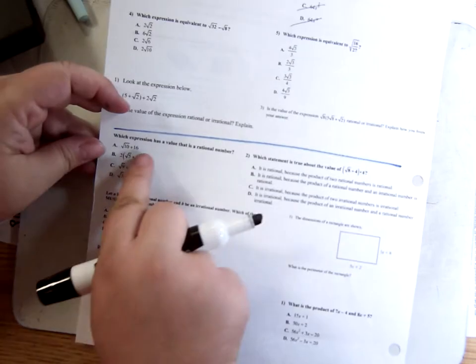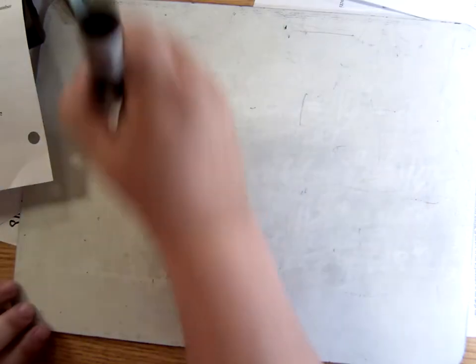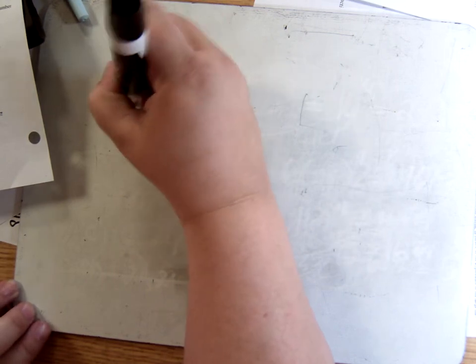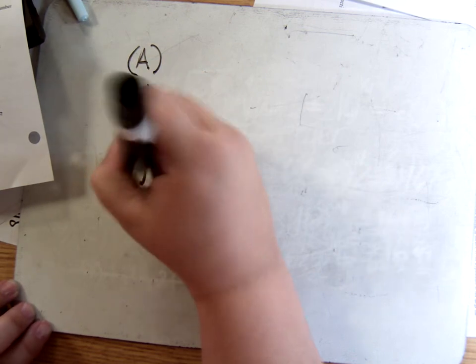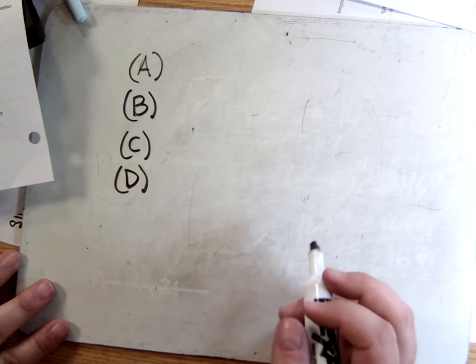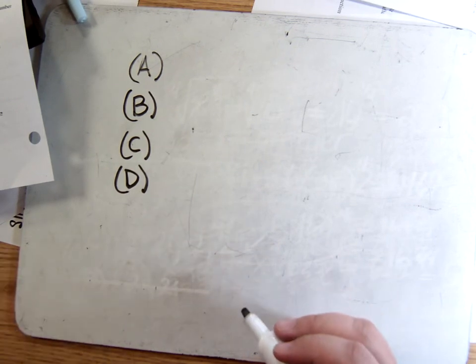So let's start with which expression has a value that is a rational number. All right, so anytime it's which one, you do have to look at the answer choices. You have to work with the answer choices and figure out which one of those works. It's not something where there's just going to be one solution. Okay, rational means no pi, no i, and no radicals that can't be simplified.